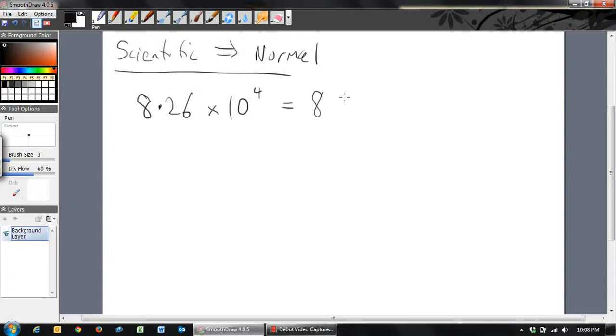Okay, so you're going to have 826, and your decimal place is going to start there, but it's going to jump 4 spots to the right. So 1, 2, 3, 4. It's going to finish there. And so you've got blank spots in between, which you just fill up with zeros. So your answer is 82,600. Great. Let's have a look at another one.